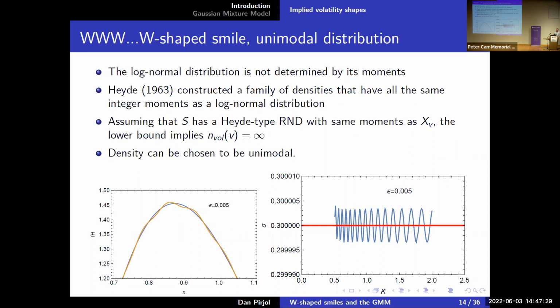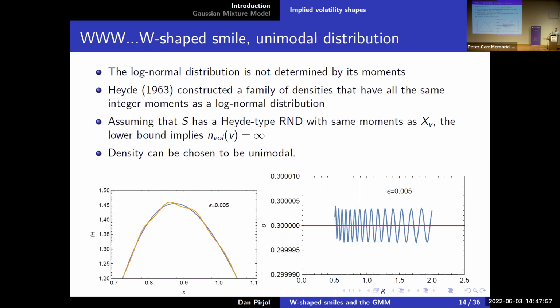Now, if we assume that the residual density is given by this type of distribution, we match an infinite number of moments of a log normal. And by the lower bound, we predict that the smile should cross the level V an infinite number of times. And that's exactly what we see in the right plot. The smile wiggles up and down and crosses the level many times.